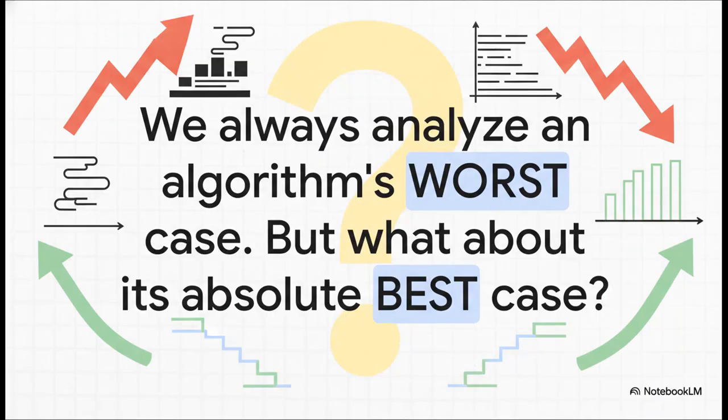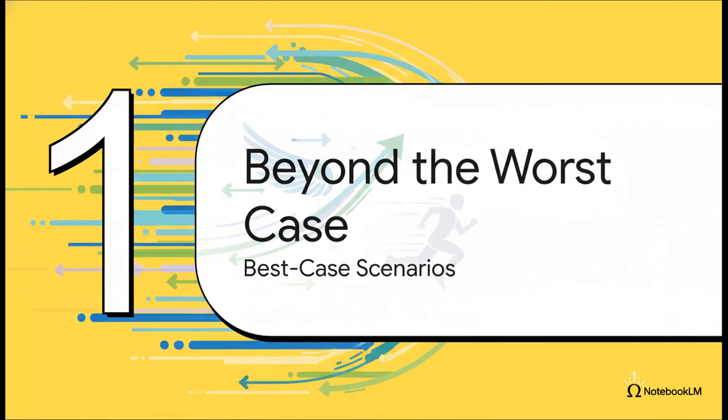I mean, we pour so much energy into this, right? We use big O notation to map out the absolute slowest an algorithm can be, its upper bound. But what about the other end of the spectrum? Is there a guaranteed floor? A speed limit that it just can't go below no matter how perfect the input is? Well, to answer that, we've got to step outside our comfort zone of just thinking about the worst case.